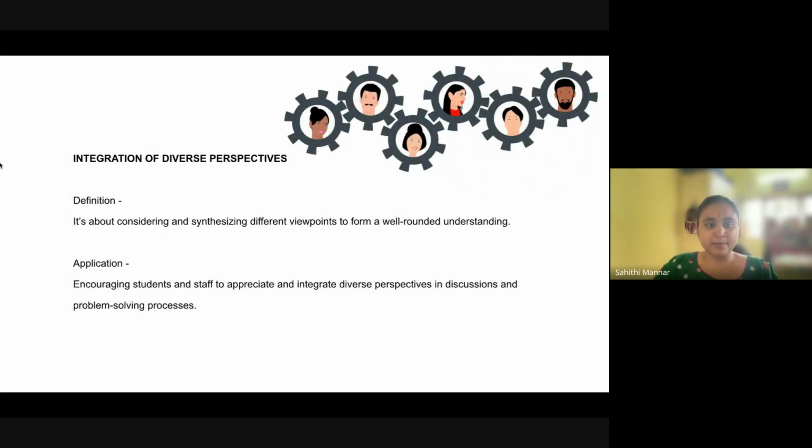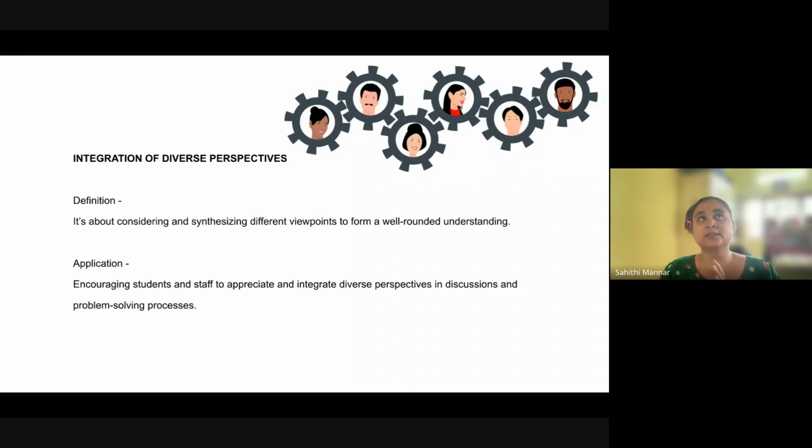The next is integration of diverse perspectives. This principle is about synthesizing different viewpoints to form a very comprehensive understanding. In very layman terms, a helicopter view, or third eye perspective, or top tree perspective. We say it like that, right?